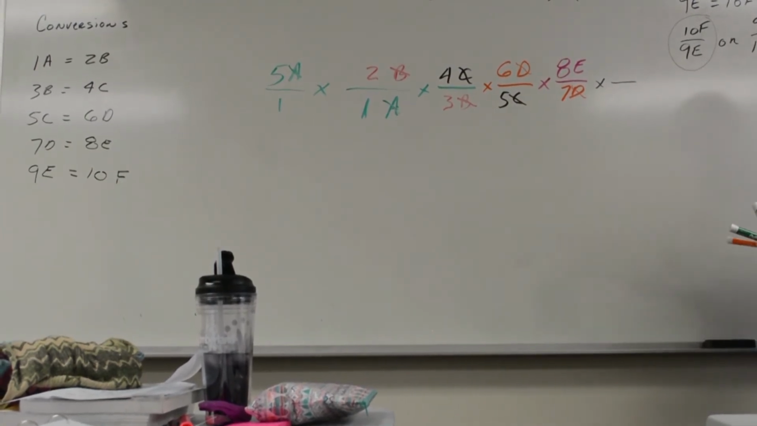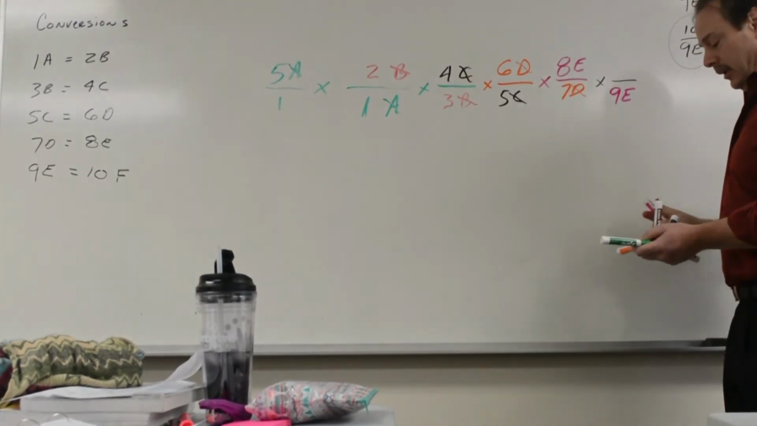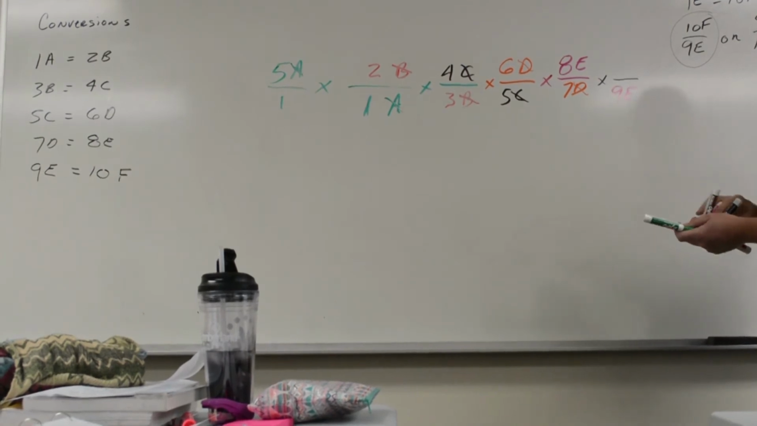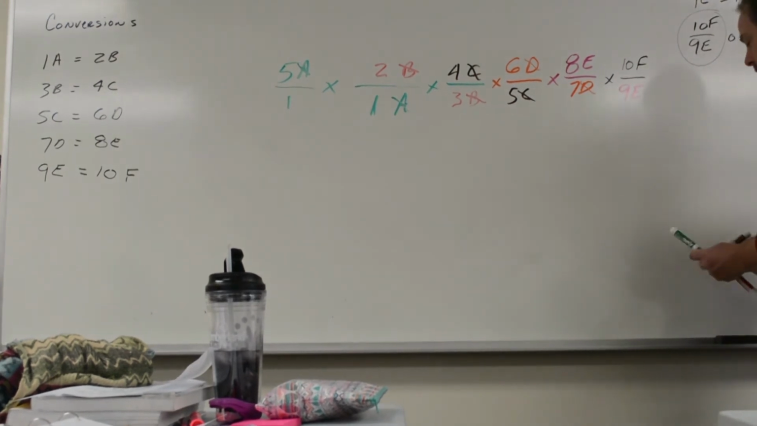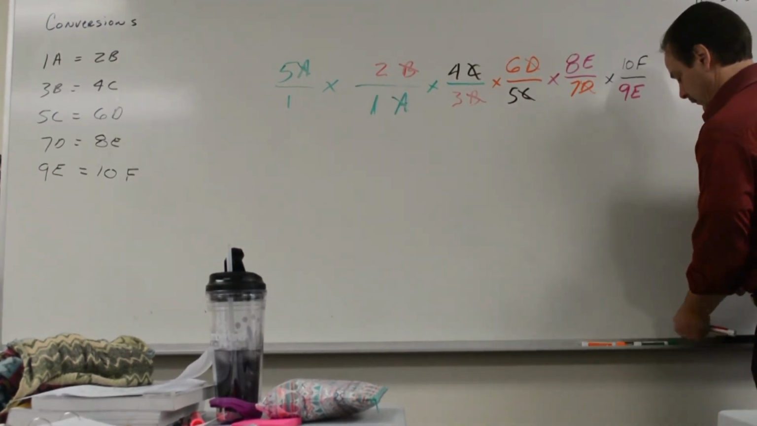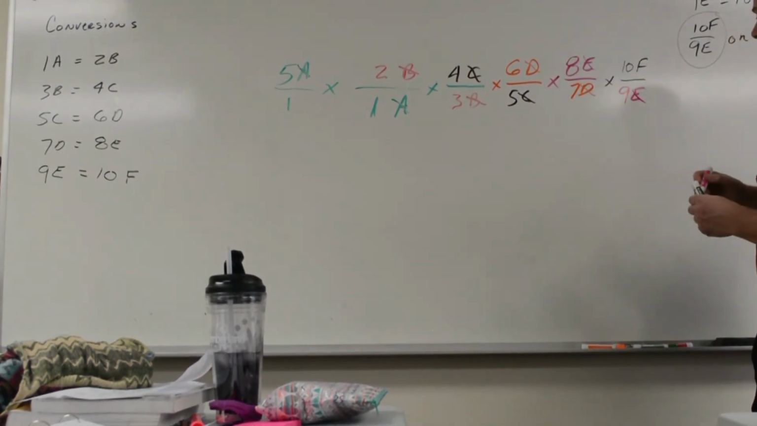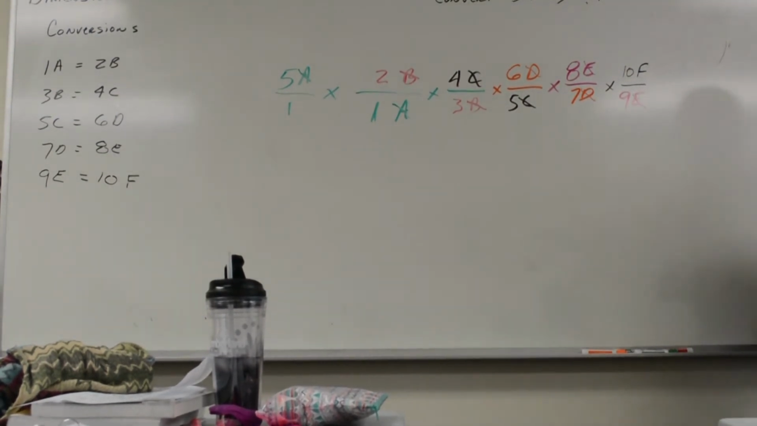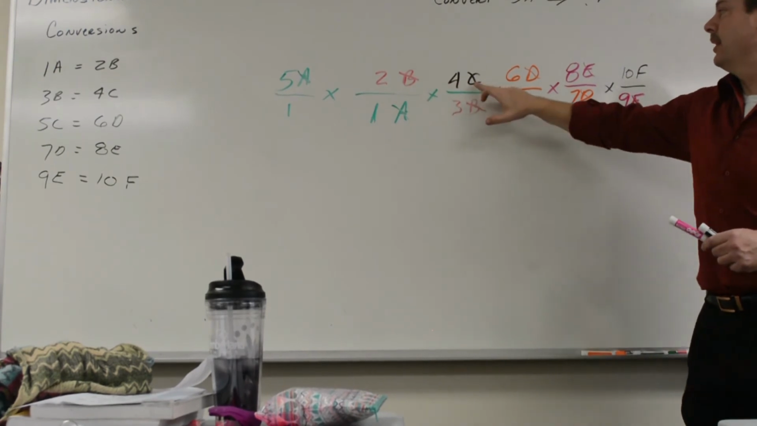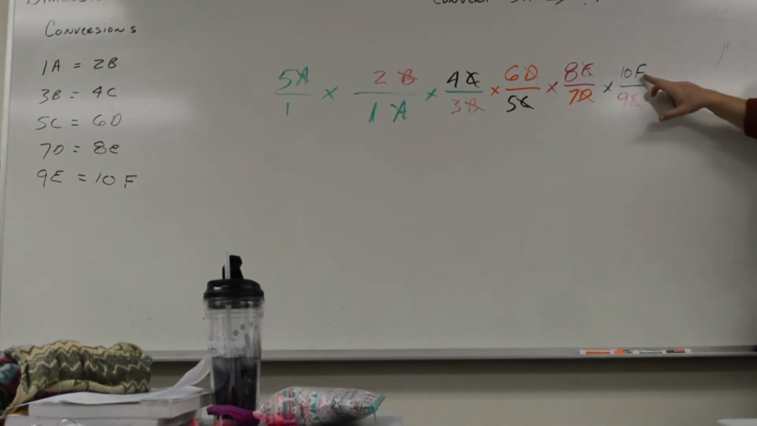So now I'm going to put my E units in the denominator, so I got 9E over 10F. And in this situation, my E units cancel. Now I'm only going to be left with F units. So we converted from A to B, from B to C, from C to D, from D to E, and finally we got to F units. Now the only units that are left are F units, so our answer has to be in F units.